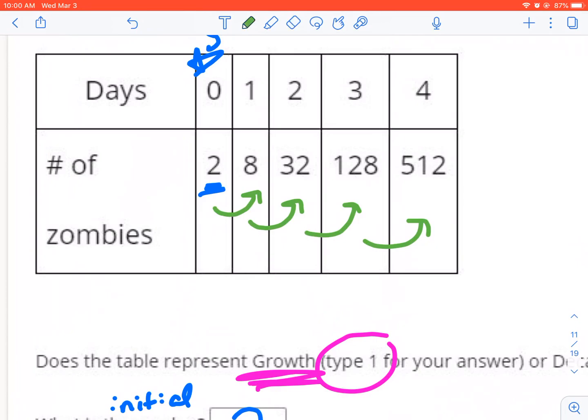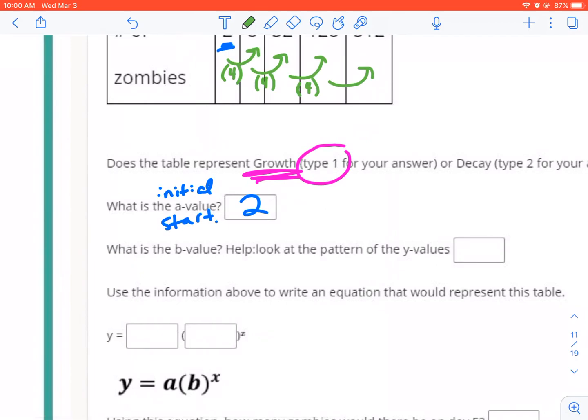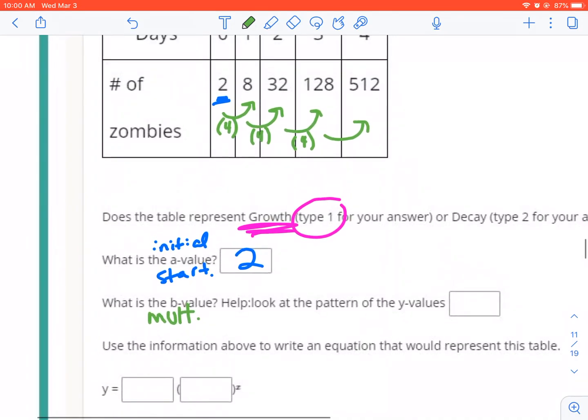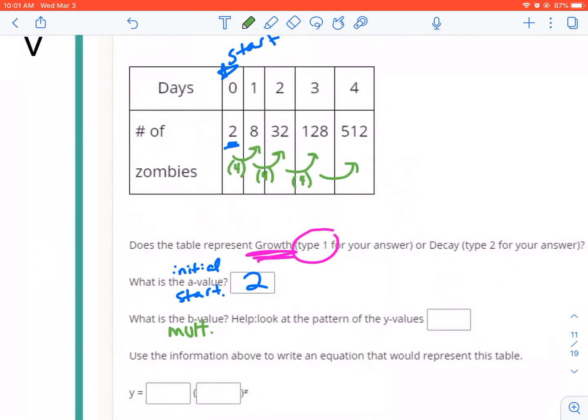So what is happening every time? We are multiplying by 4. 2 times 4 is 8. 8 times 4 is your 32. 32 times 4 gives you that 128, and so on. So our B value is what we are multiplying by. And if you knew that going in, you would know that it could not have been that 6, because we're again looking for a multiplication value. Our factor means multiply, so this is 4.